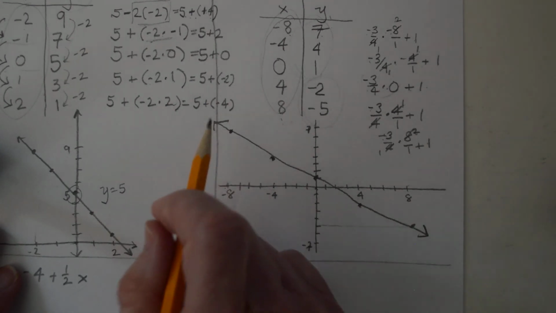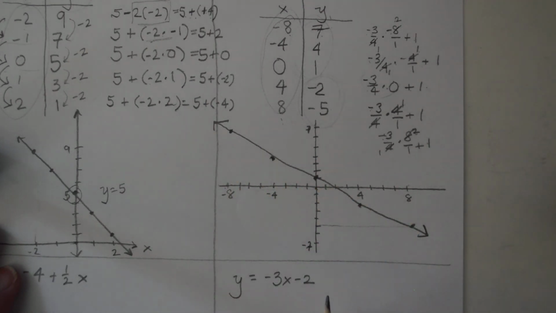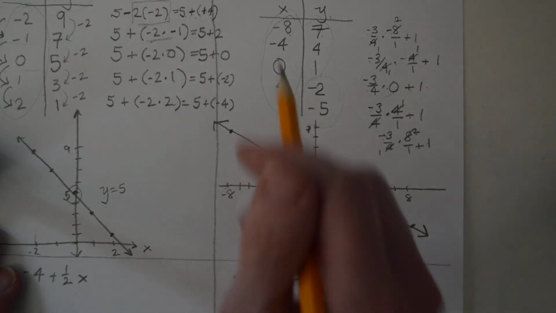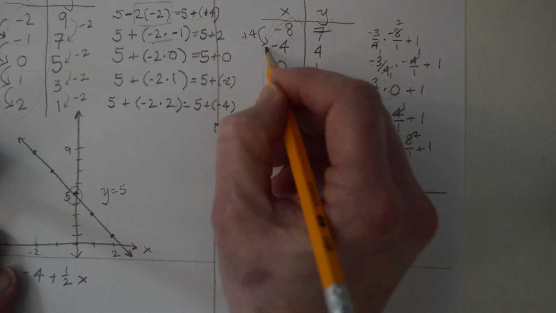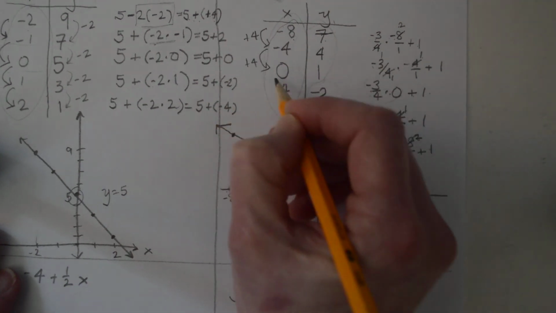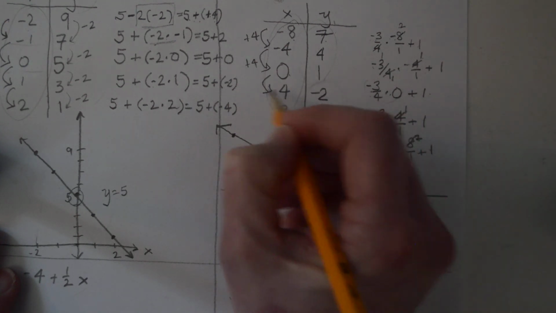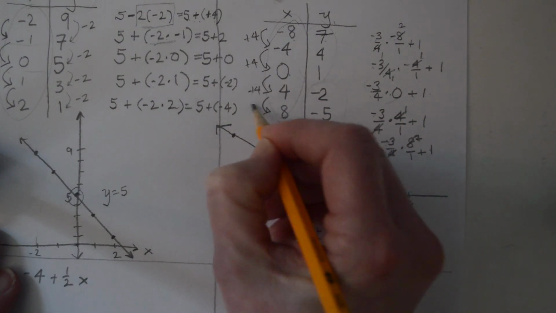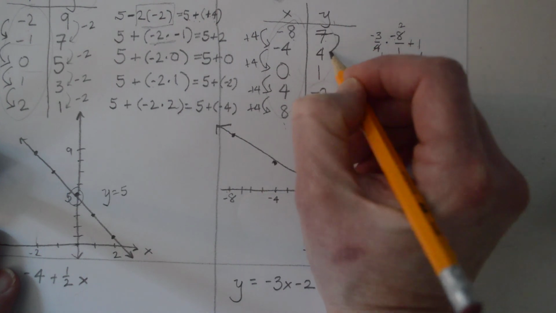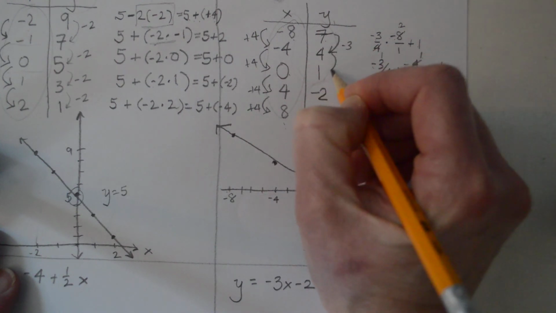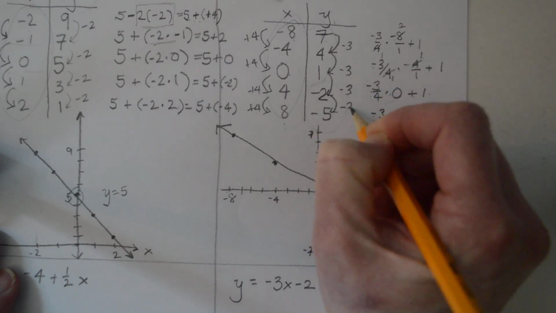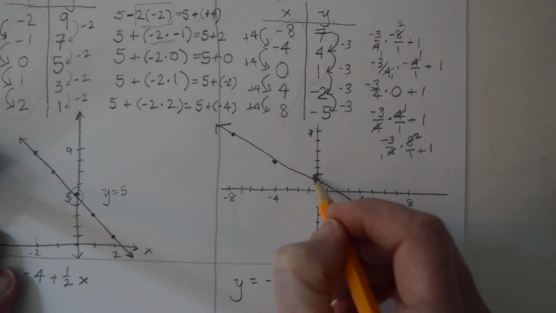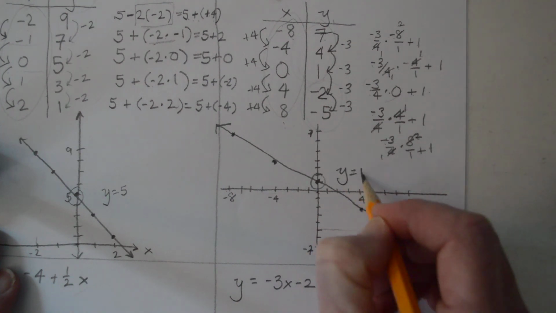All right, so again, as we read from left to right, it's going down. Are you surprised by that? Have you figured out a pattern here? And then here, as we increase by 4, negative 8 to negative 4 is 4, negative 4 to 0 is 4, 0 to 4 is 4, 4 to 8 is 4. Here we decrease by 3. All right, and the place that we cross the y-axis is at y equals 1.